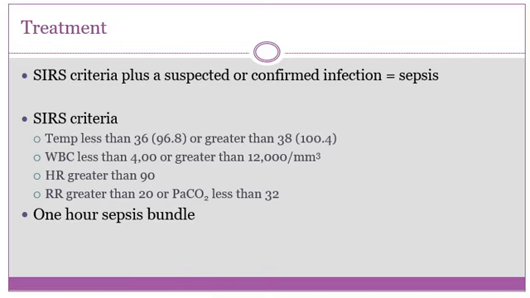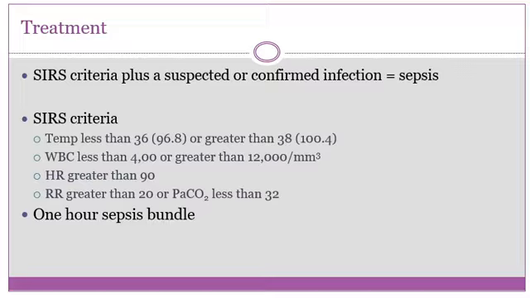So let's talk about treatment and recognizing these patients. And I have this in two different places. So to be septic, you have to meet SIRS criteria, plus you have a suspected or confirmed infection. So we either know you have an infection or we suspect that you have an infection. So SIRS criteria, you need 2 of these 4. Put a big star by this. This is important for you to know.